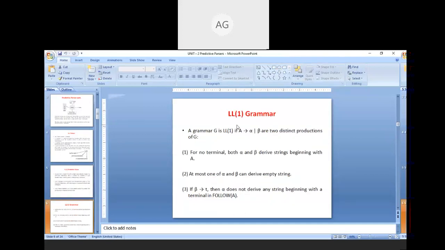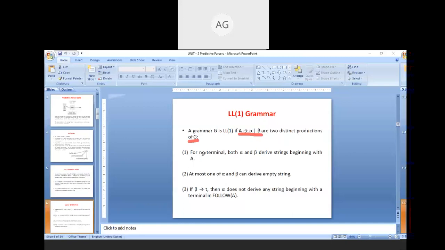So basically, this is the LL(1) grammar. Which grammars are called LL(1) grammars and which are not? These are the three points, and if a grammar satisfies all these three points, then the grammar is said to be LL(1) grammar. If any of the points is not satisfied, then the grammar is not LL(1). A grammar G is LL(1) if for two distinct productions of the type A produces alpha and A produces beta, these three conditions are satisfied.